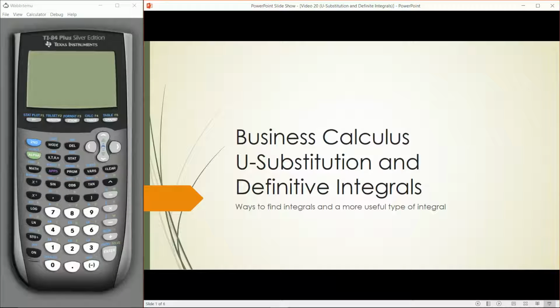Hello everybody. Today's video is talking about U-substitution and definite integrals. So I've already talked about indefinite integrals, which are the collection of all of the possible anti-derivatives of a function. Definite integrals are a bit trickier, but also more useful. So let's go ahead and jump right in.